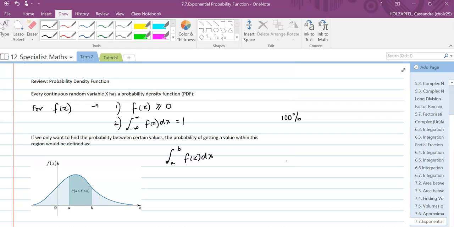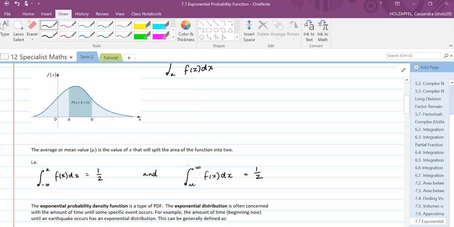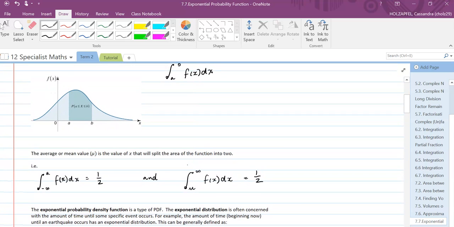If I only want to find the probability between certain values, A and B, the probability of getting a value within this range is defined as the integral from A to B of that function with respect to x. The median value of this function is the halfway point, where I can split this area exactly in half. So the integral from negative infinity to my median value should be equal to a half, and similarly the integral from my median value to positive infinity should also be equal to a half.